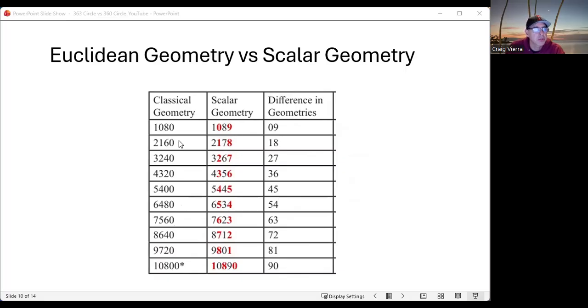If we do these conversions into the scalar geometry, remember we're going to multiply by 1.0083333, and you get this whole family of the 1089 multiples all the way down. So these are 1089 times 1, times 2, times 3, times 4, and so forth. The interesting thing is that if you take the difference between these numbers, you get the 9 times table. That's very interesting because the number 9 has much significance when we digital root it in our energetic system. It's on the hourglass of going in and out, the constriction point.